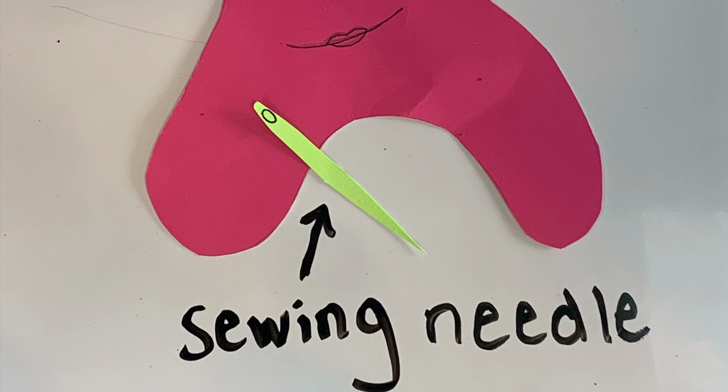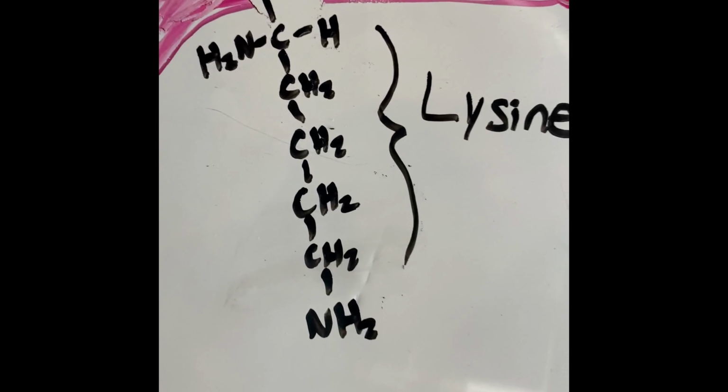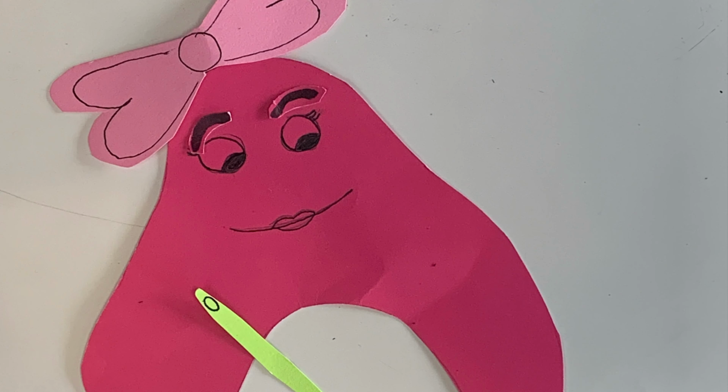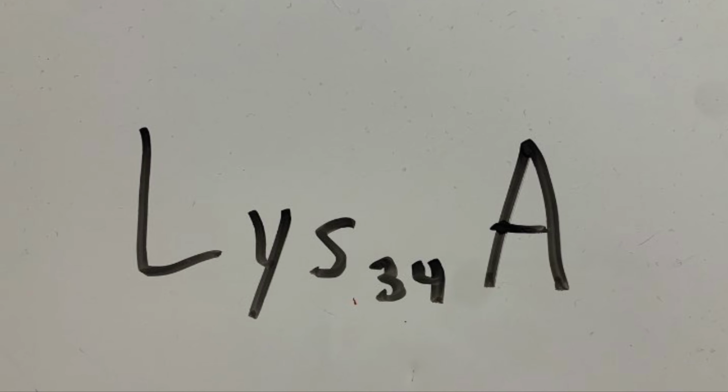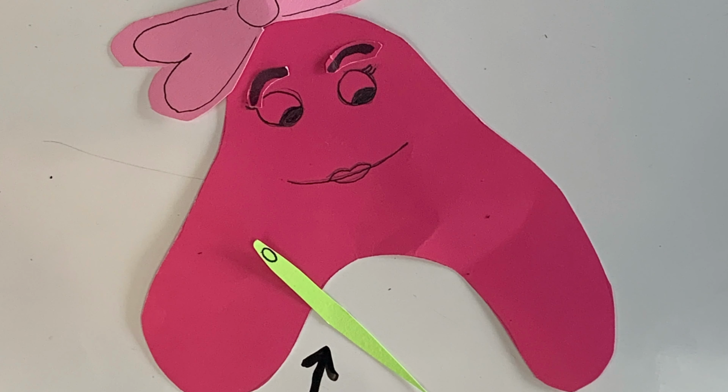In one of her hands, or within the enzyme's active site, is a very special sewing needle that is crucial for DNA ligase's seamstress job. The needle, if we look closely, is a lysine amino acid residue. Specifically, this needle is lysine 34A. Now that she's found the nick, DNA ligase needs to energize herself so that she's ready for action.